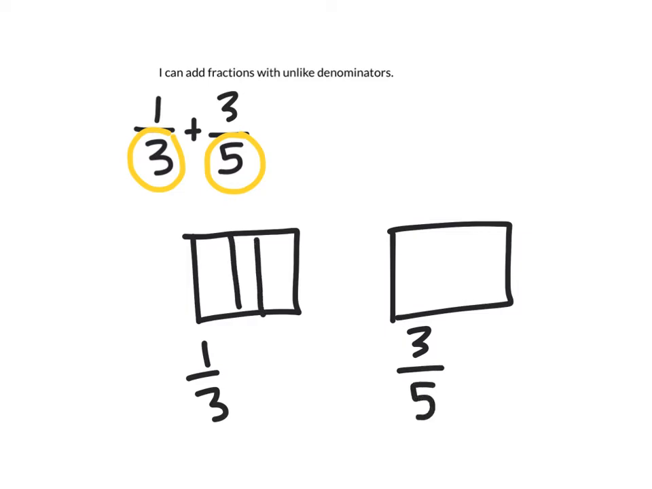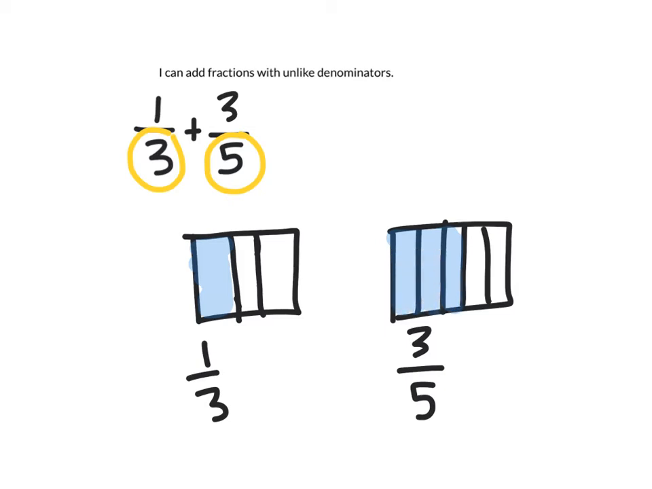Okay, 1, 2, 3 parts on the inside because my denominator is 3. 3, 4, 5 parts on the inside. That's not perfect because my denominator is 5. Now it's time to color in. Okay, I have 1/3, so I'm coloring in 1 box here. 3/5, so I'm coloring in 3 boxes here.